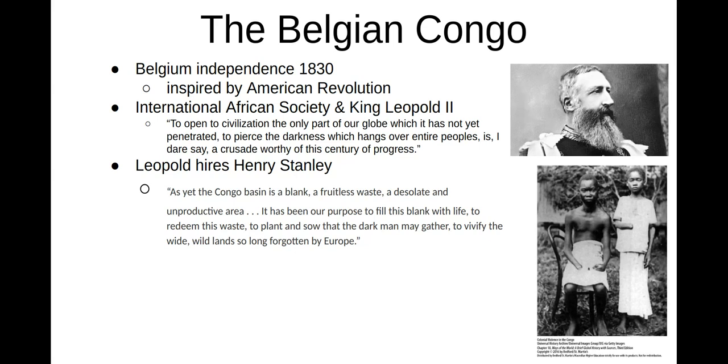And Leopold II of Belgium, knowing that he's from a relatively small country, has this project to capture and control this particular area. Here it is as characterized by Stanley. "As yet, the Congo Basin is a blank, a fruitless waste, a desolate and unproductive area." All of this is completely bonkers and untrue.